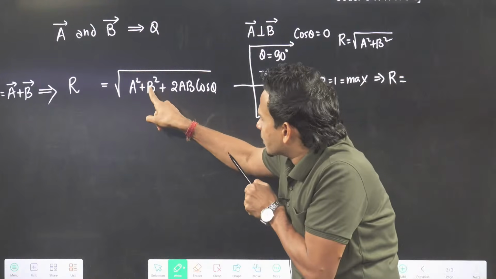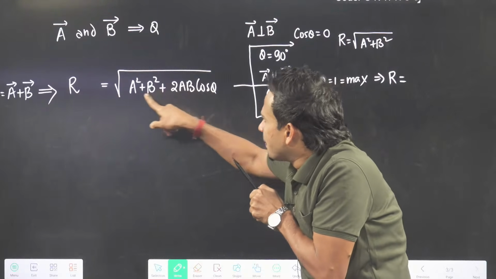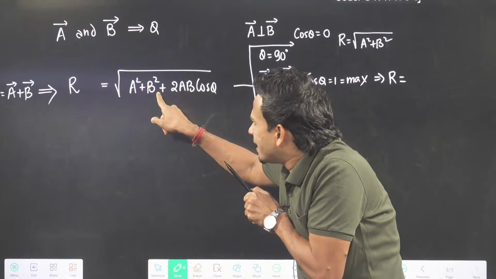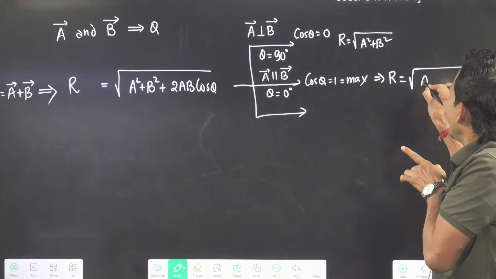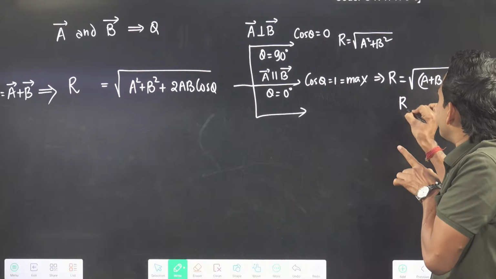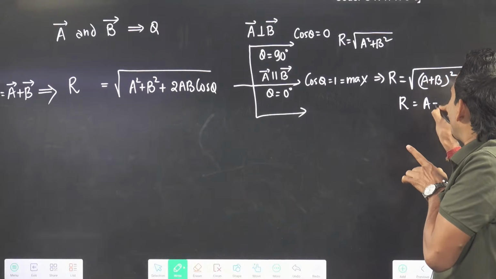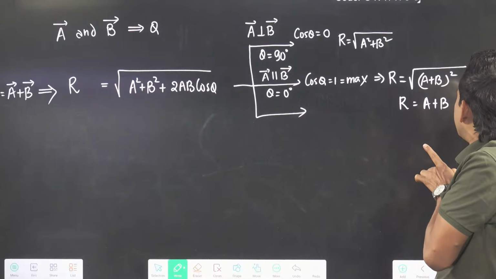this will become a square plus b square plus 2ab into 1. That means it will become under root of a square plus b square plus 2ab. That means R will become under root of a plus b whole square, means the value of resultant will become a plus b. And this value of resultant is the maximum resultant.